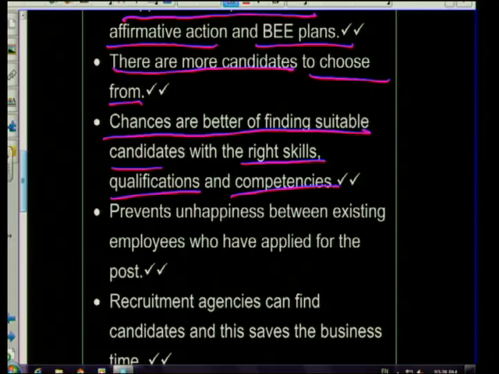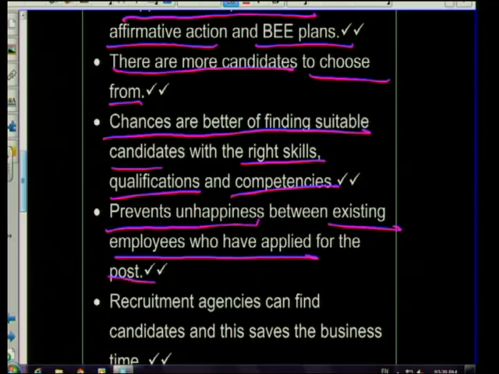Let's do one more. It prevents unhappiness between existing employees who have applied for the post. So often what will happen, for example, two people in a company apply for a position, the one person gets picked over the other person to get the promotion. Obviously the person who didn't get the promotion will be very, very unhappy and there'll be a bad atmosphere, bad blood between the two. And remember, if an employee is unhappy, they're probably not working to their best, and this will influence your company in the long run. So by recruiting externally, nobody inside the company can feel hard done by because nobody inside the company literally got it.